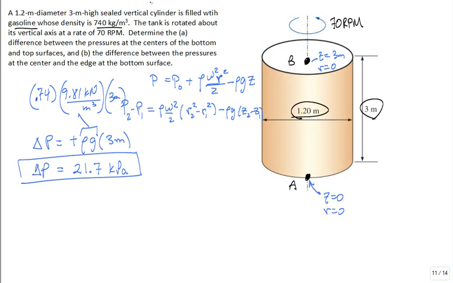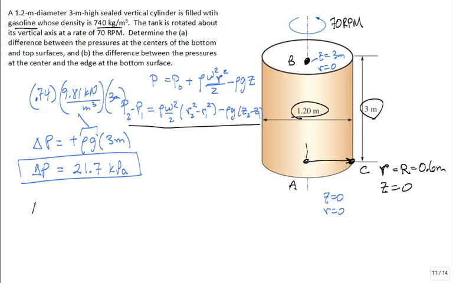Now, you use the same equation for the second part, which says the difference in the pressure between the center and the edge at the bottom surface. Maybe I should have drawn A right there where the center line goes through the A, and then we just go out a radius to point C. So at point C, R is equal to cap R, which is 0.6 meter. The diameter is 1.2, so the radius is 0.6, and the elevation is 0.